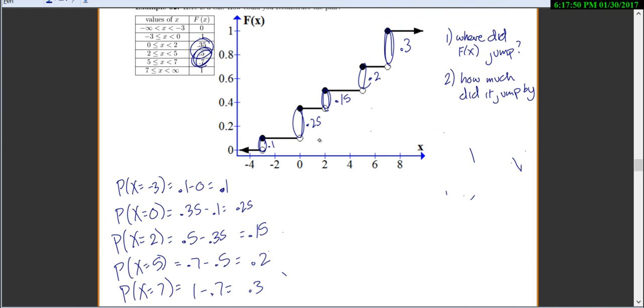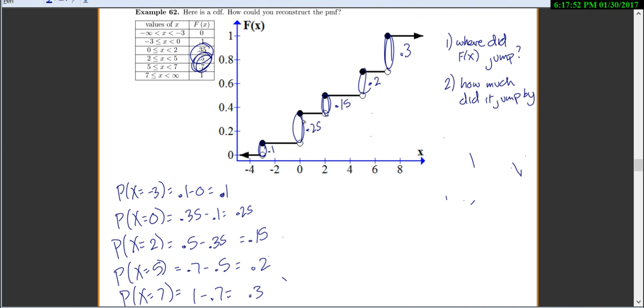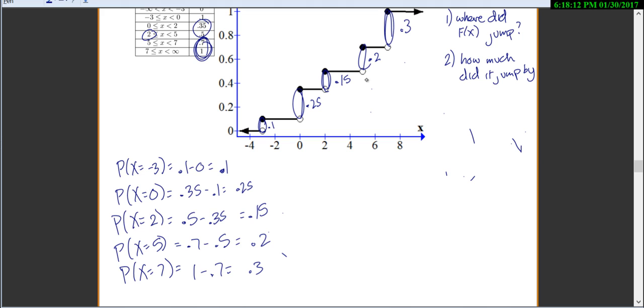This was easier for me because I had my graph. I could look at my graph and see how much it jumped. But really, you also just come back over here and ask, where are your jumps? I went from 0.7 to 1, so that was a jump of 0.3, and it happened at 7. Or here, I went from 0.35 to 0.5, that's 0.15, and it happened at 2, etc. So it's really just where did it jump and how much did it jump by.